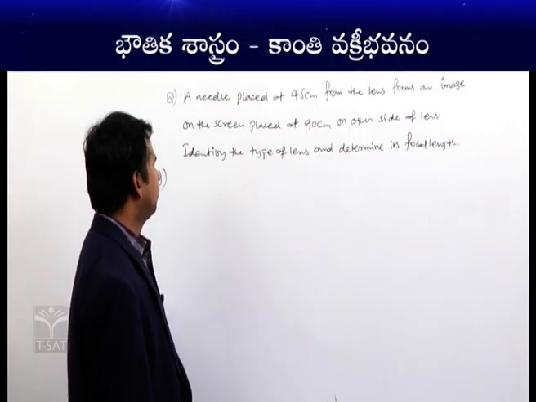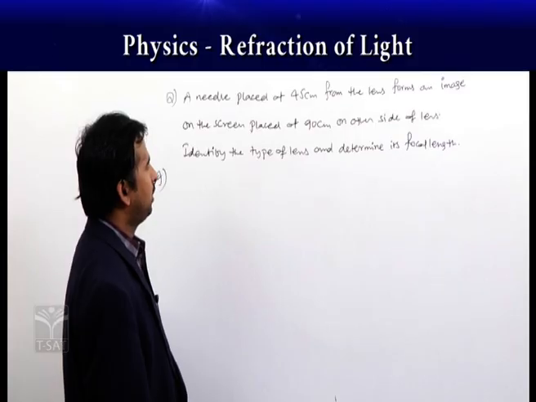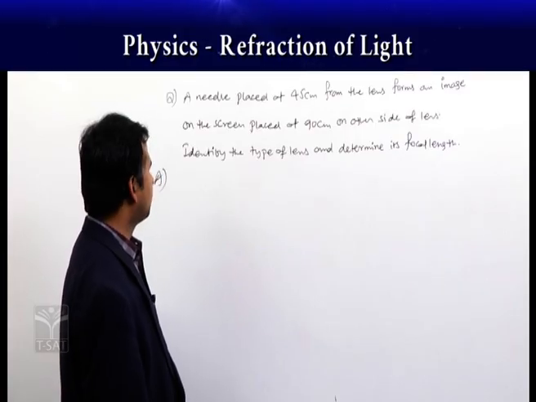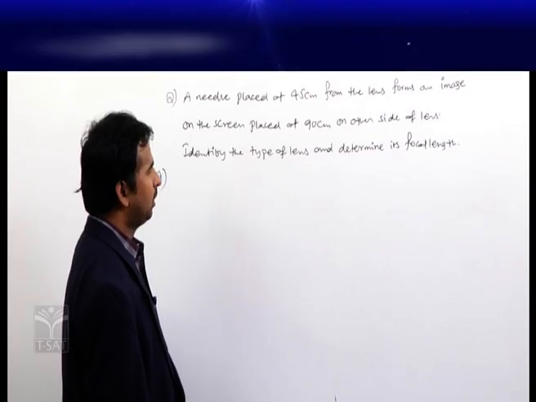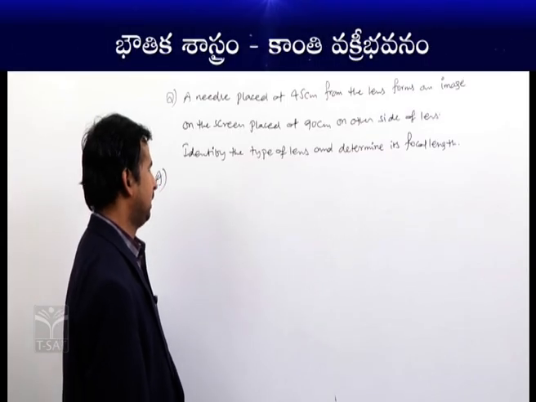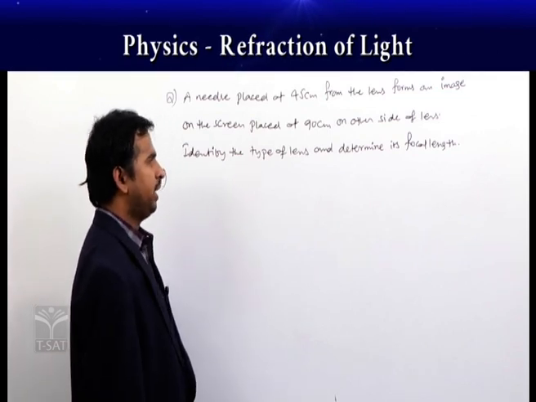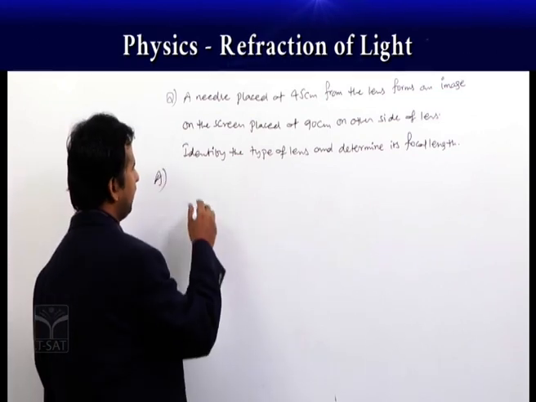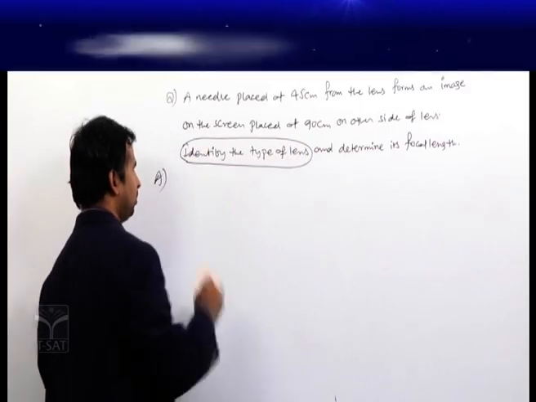Now, you see one more question here: a needle placed at 45 centimeters from the lens forms an image on a screen placed at 90 centimeters on the other side of the lens. Then identify the type of lens and determine its focal length. So, at first we have to decide which type of lens we are using.